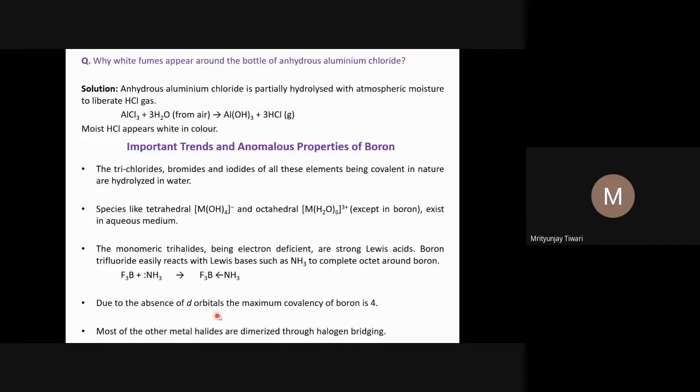Due to the absence of d orbitals, the maximum covalency of boron is 4, that we know. So this kind of complex formation is not possible with boron.